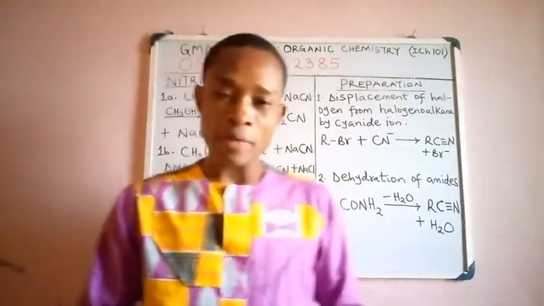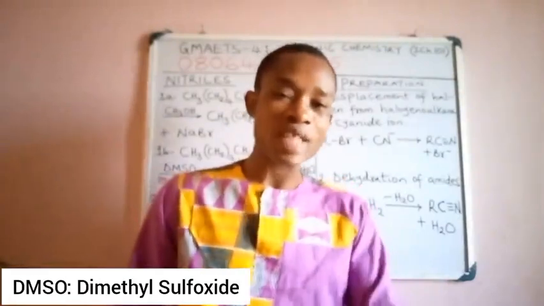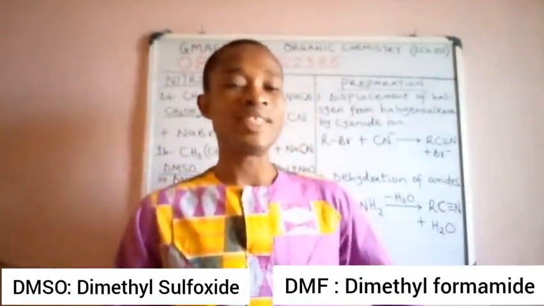Now, instead of using methanolic or ethanolic solution, we can use DMSO, that is dimethyl sulfoxide, or we can also use DMF, that is dimethylformamide, as the solvent in which we heat the haloalkane with the sodium cyanide.